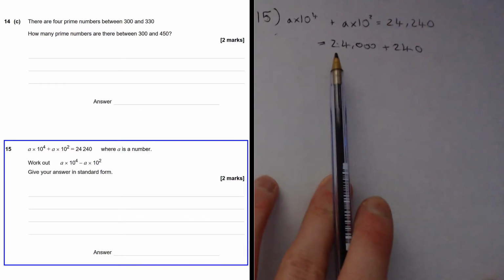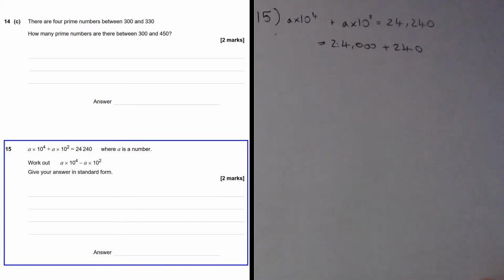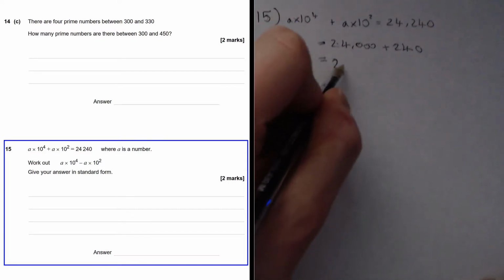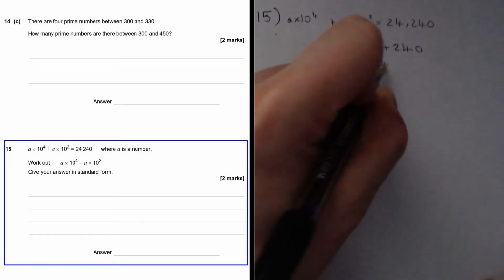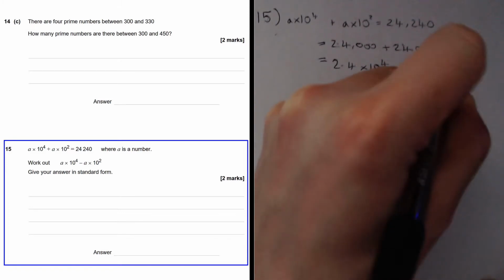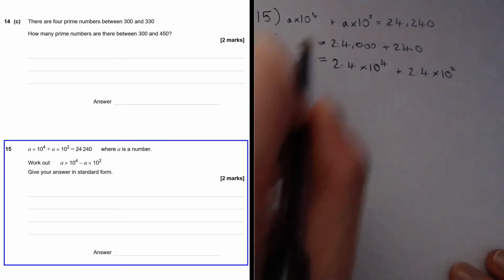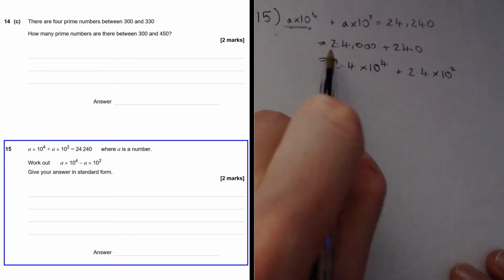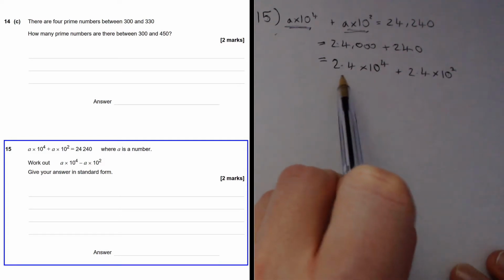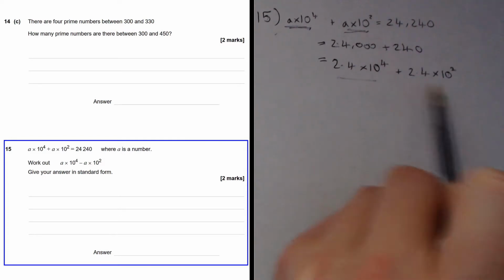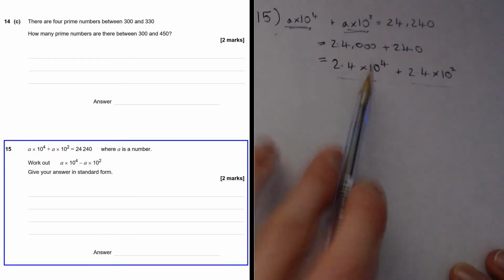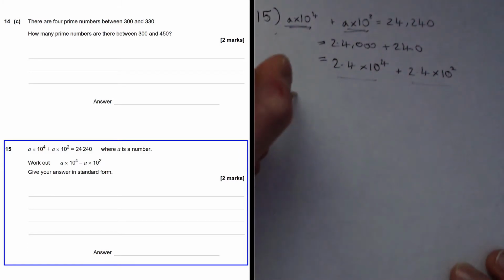Because I know I can write this in terms of 10 to the power something, and write this in terms of 10 to the power something. In fact, 24,000 is going to be in standard form 2.4 times 10 to the 4, and 240 in standard form is going to be 2.4 times 10 to the 2. This is interesting, because here, on the left, we've got something times 10 to the 4, plus the same something times 10 to the 2. And on the right hand side we've got something times 10 to the 4 and the same something times 10 to the 2. So that tells us that a times 10 to the 4 is 2.4 times 10 to the 4. In other words, a is 2.4.